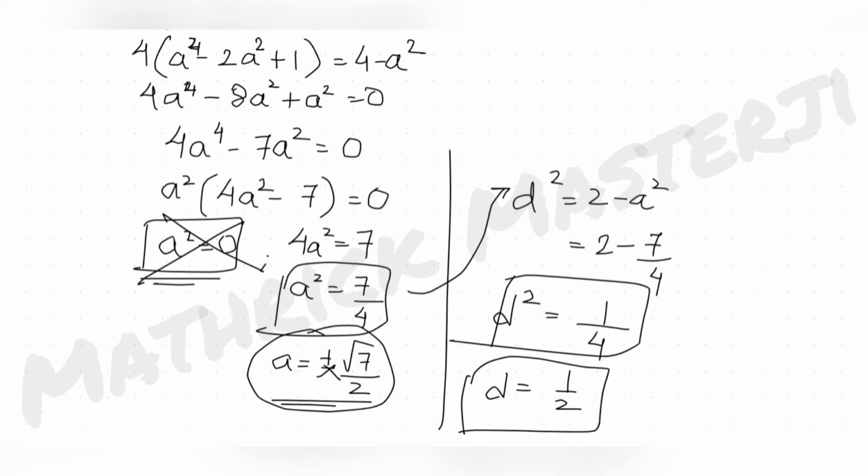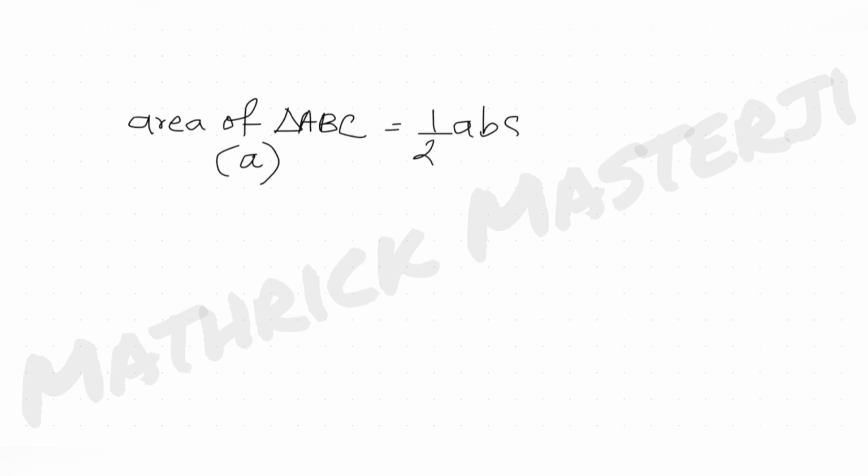So my sides of the triangle were a plus d, a minus d, and a. But instead of finding that, let's just go for the area of the triangle. They have told me the area of triangle ABC is denoted by A. If I write that area using the properties of triangles in trigonometry, it is given by half AB sine C.